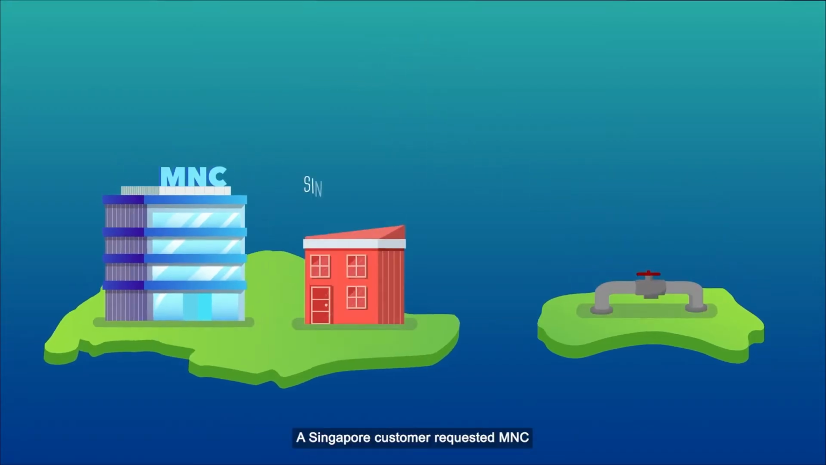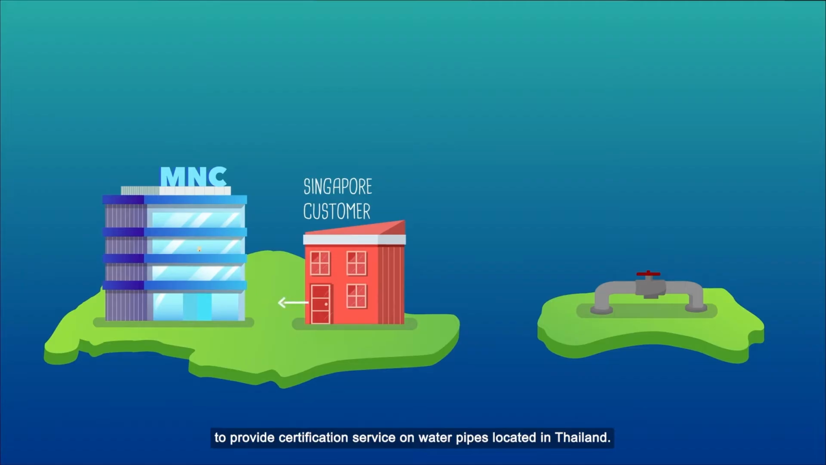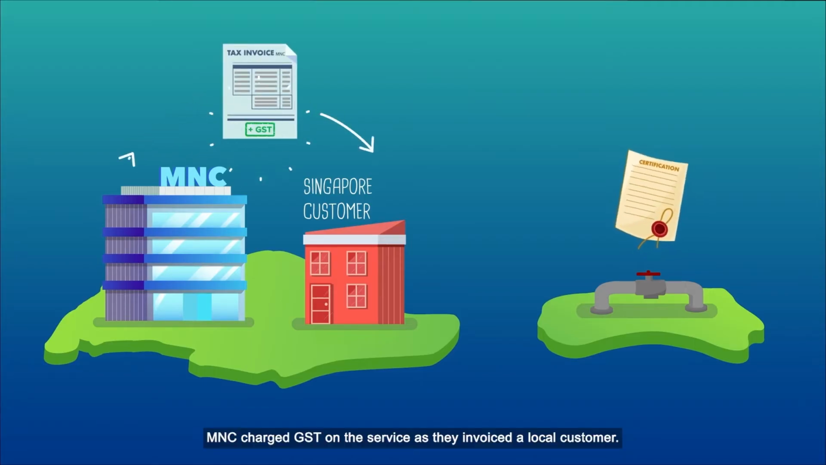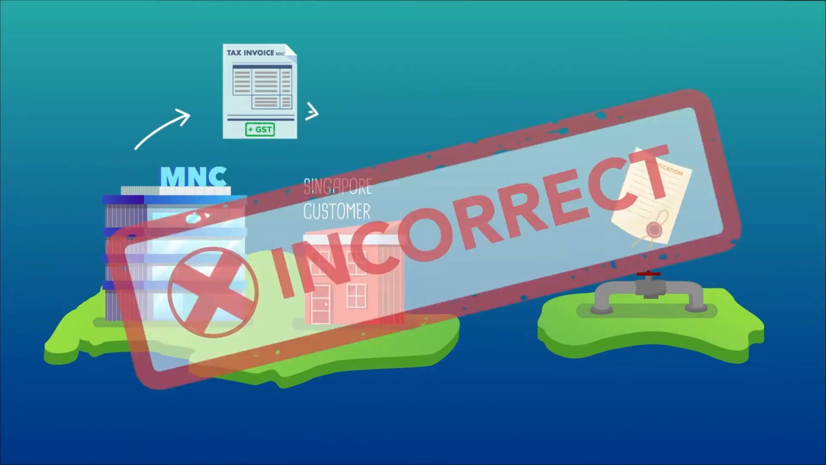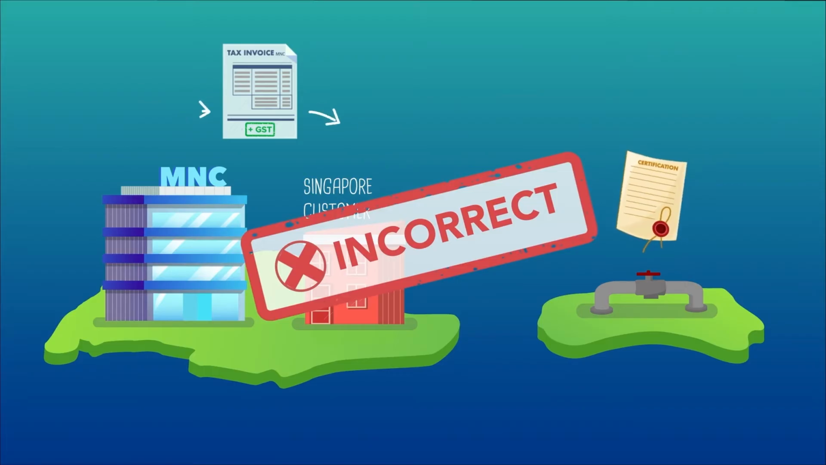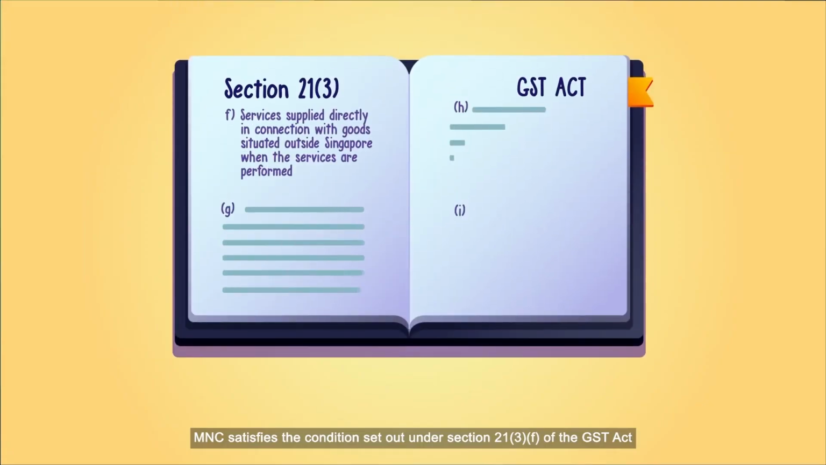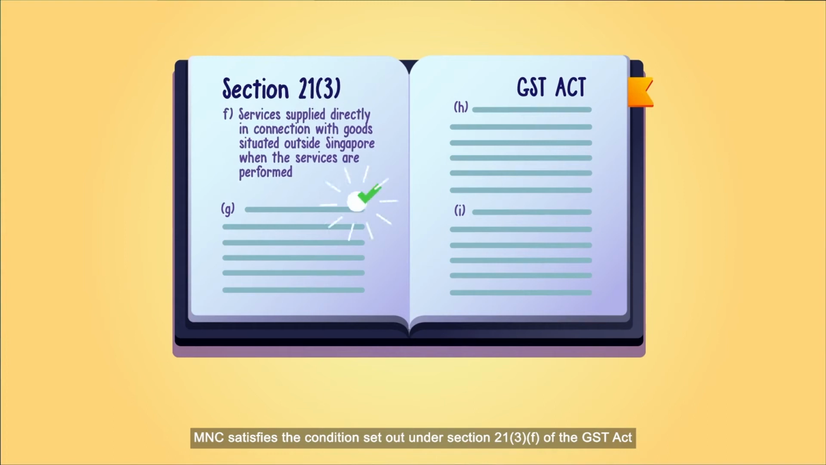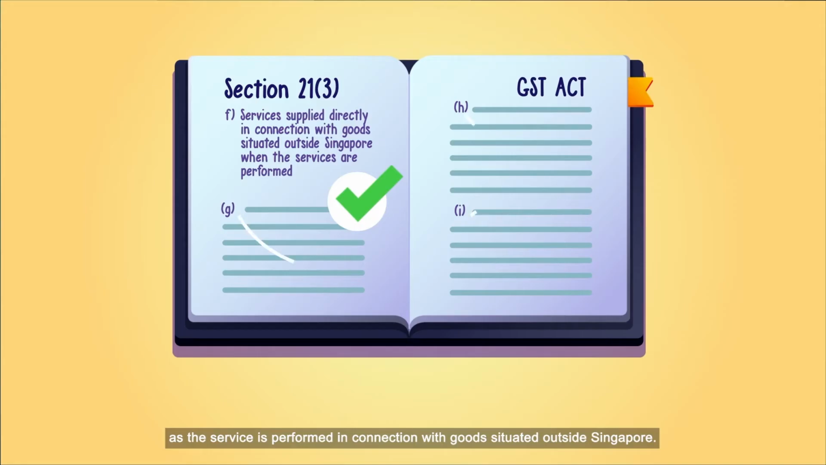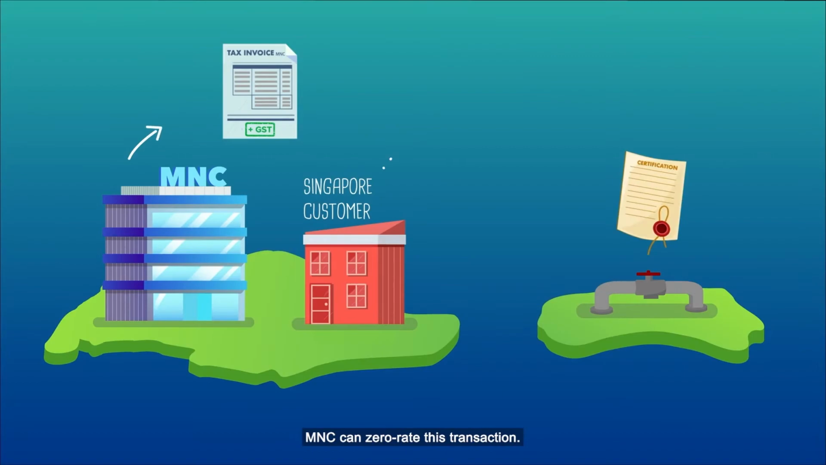A Singapore customer requested MNC to provide certification service on water pipes located in Thailand. MNC charged GST on the service as they invoiced a local customer. This is incorrect. MNC satisfies the conditions set out under Section 21(3)(f) of the GST Act as the service is performed in connection with goods situated outside Singapore. MNC can zero-rate this transaction.